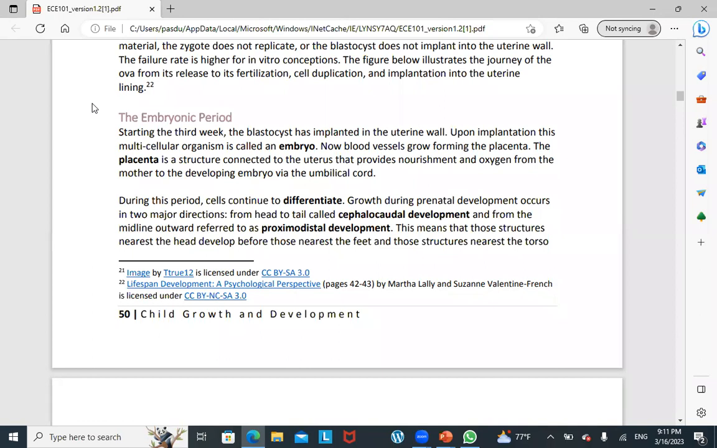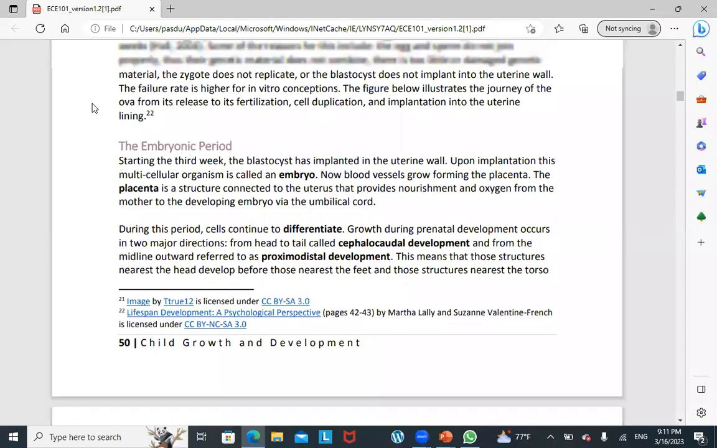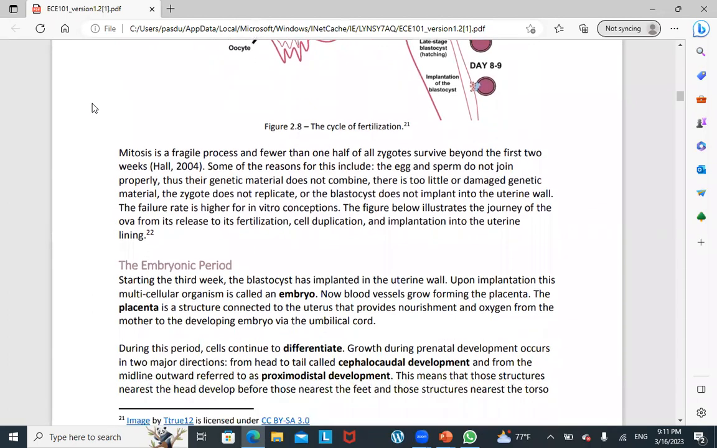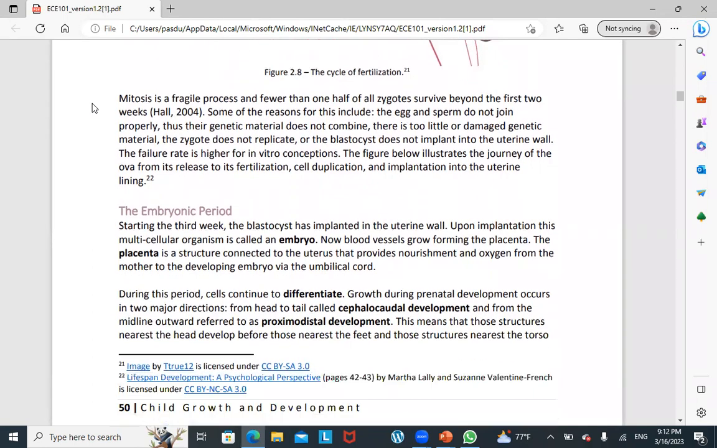Earlier it was called what? At the initial stage it was a zygote, then it was called what? Not embryo, earlier it was not an embryo. In the beginning it was a zygote. Zygote became what? Blastocyst. Once it is planted on the uterine wall and passes 2 weeks, it reaches the embryonic period. Then it becomes an embryo. Starting the 3rd week, the blastocyst has planted into the uterine wall. Upon implantation, this multicellular organism is called an embryo. Is it clear to you now?